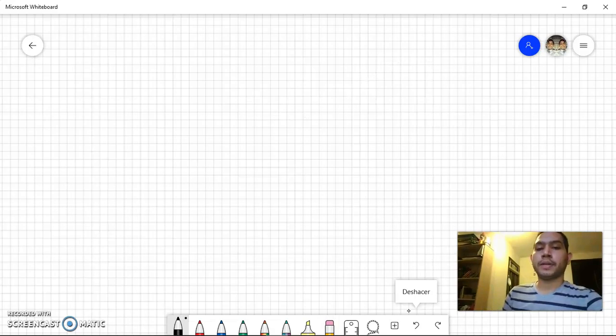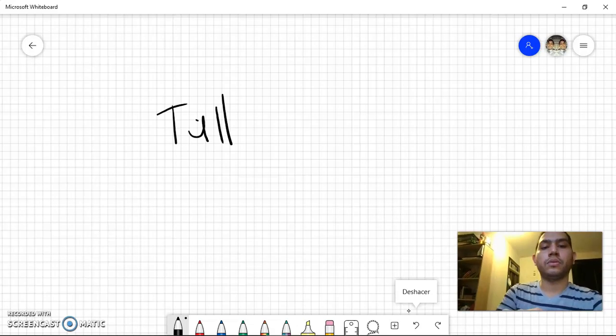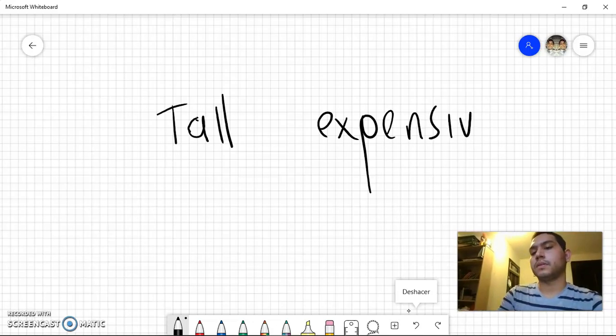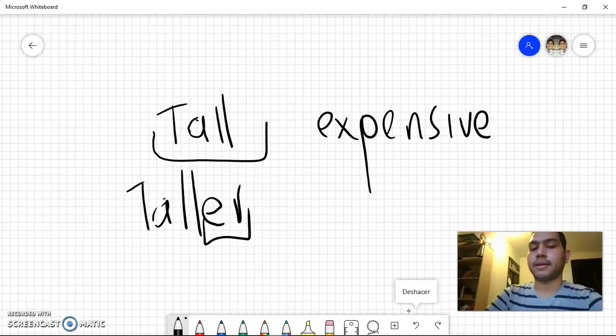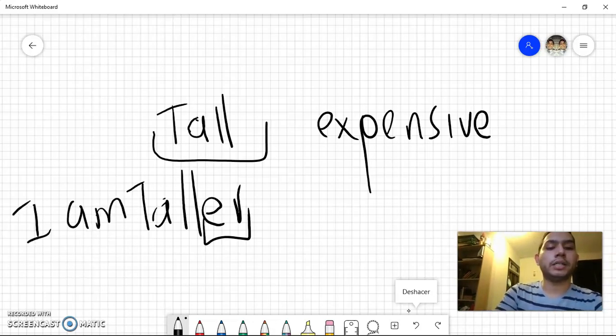So when we want to compare something in English, we can do the following things. I have an adjective like tall or expensive. If I want to compare in English with this adjective, what I have to do is the next. To the word tall, I have to add the particle er. And with this, I'm already comparing two things. For example, I am taller than my brother.